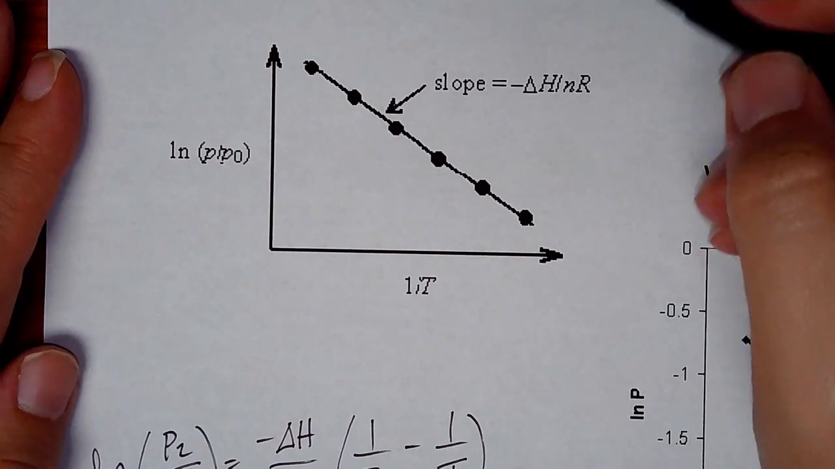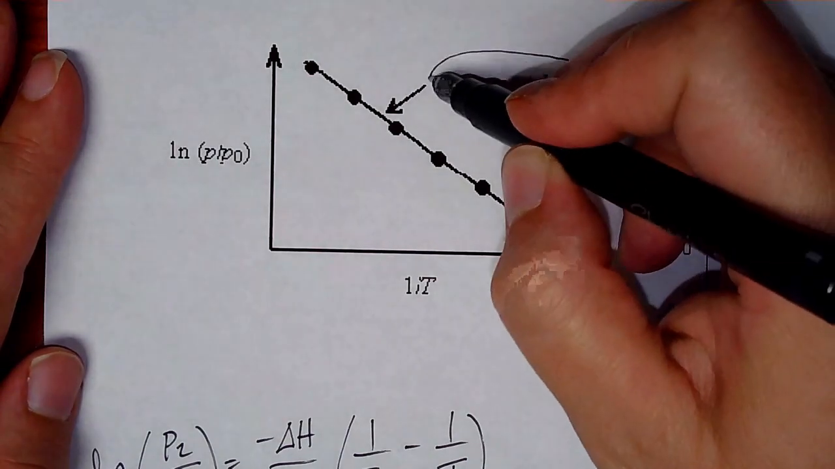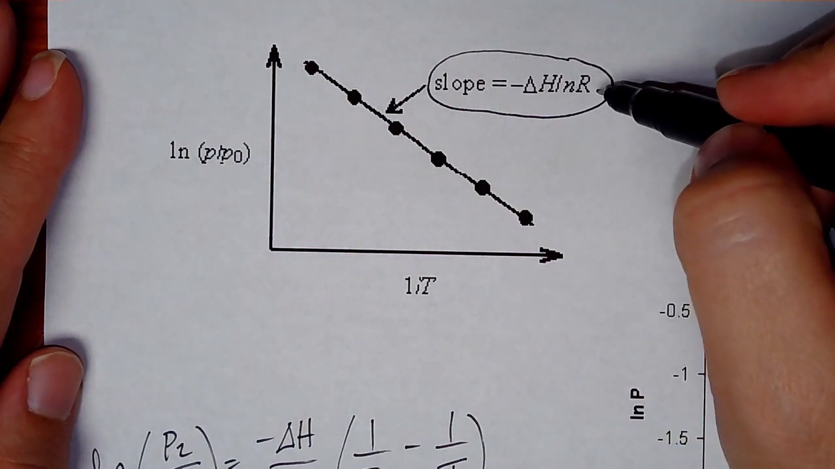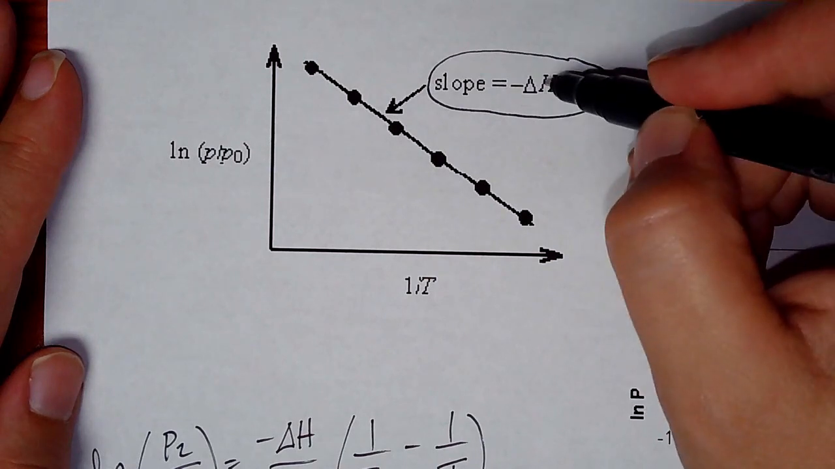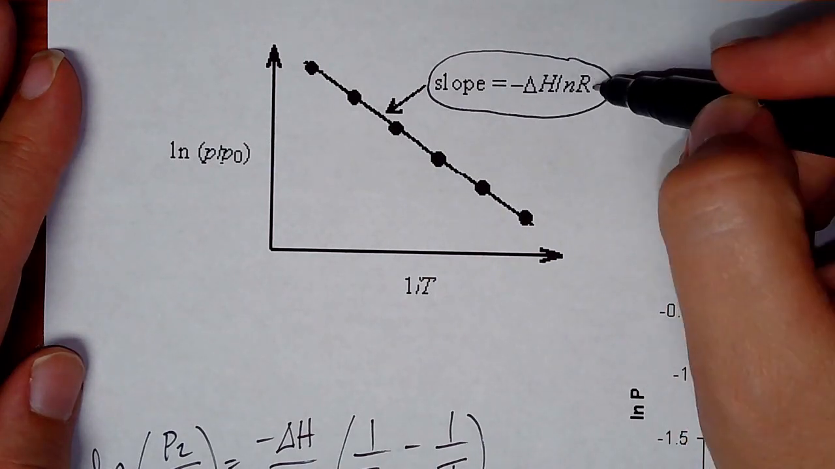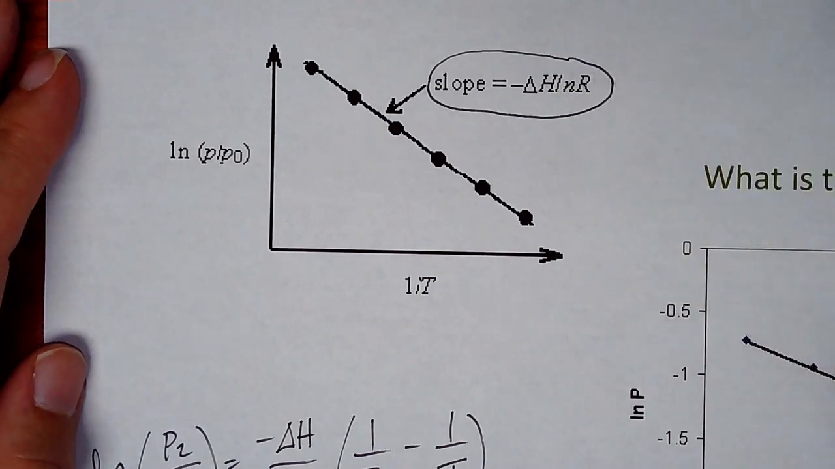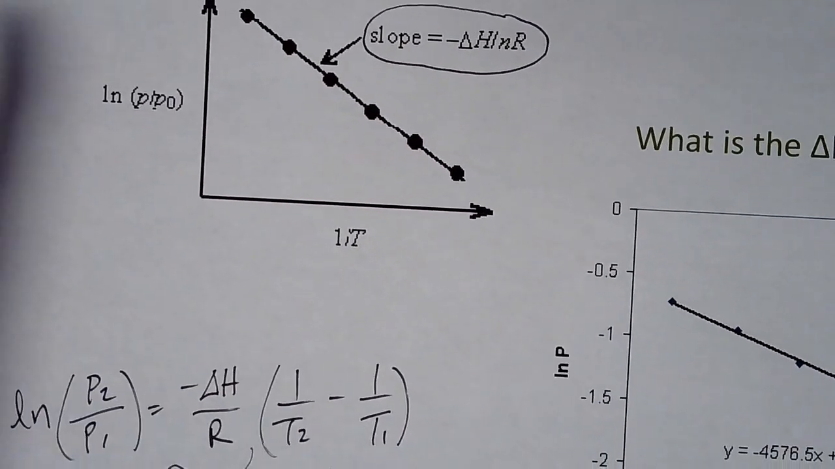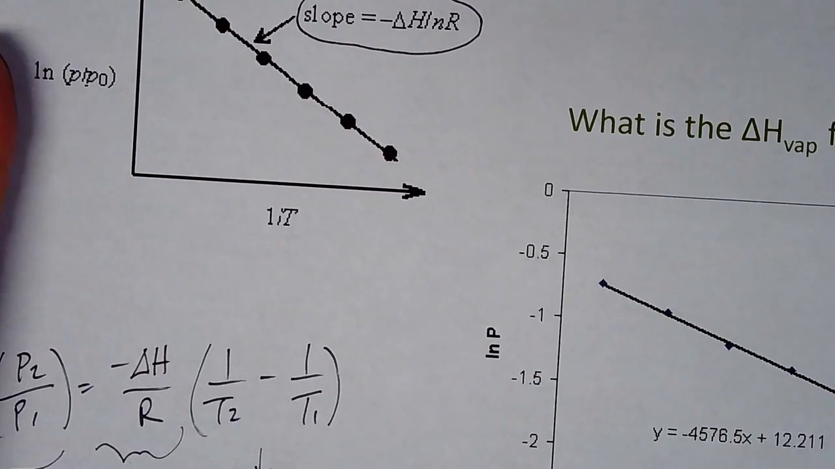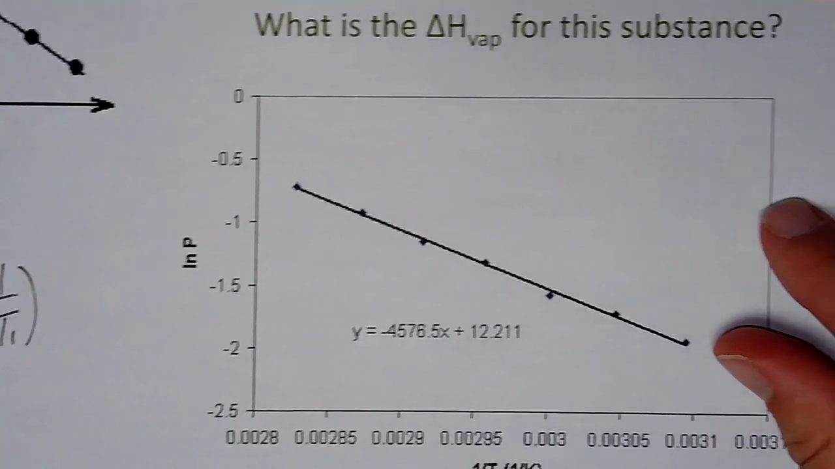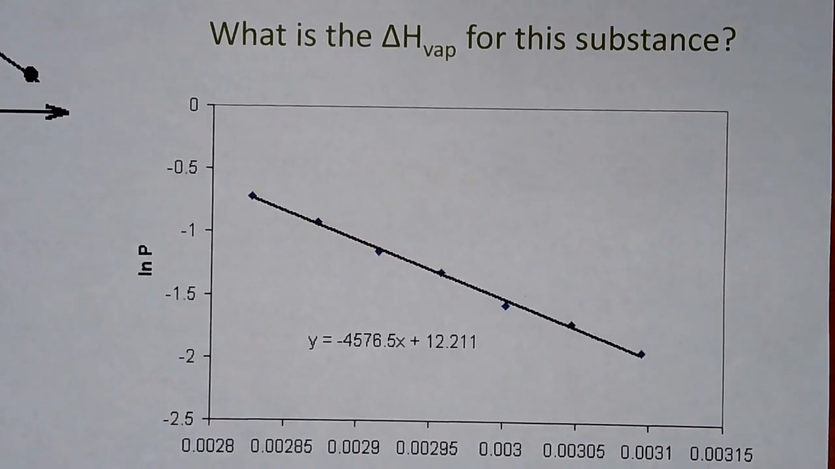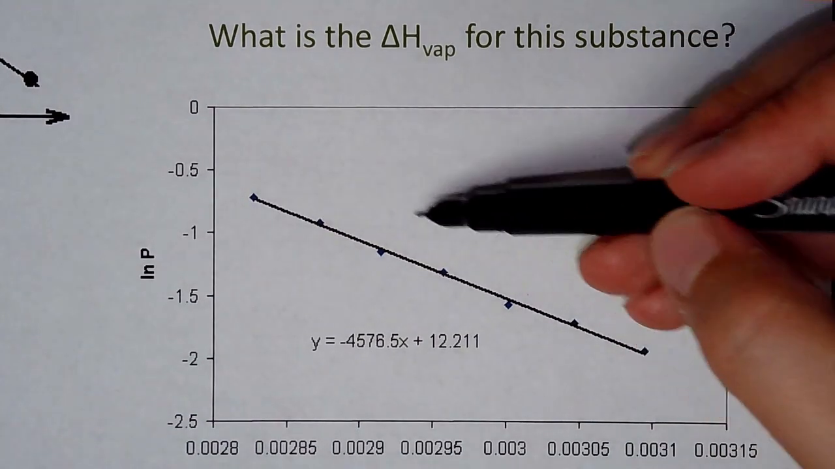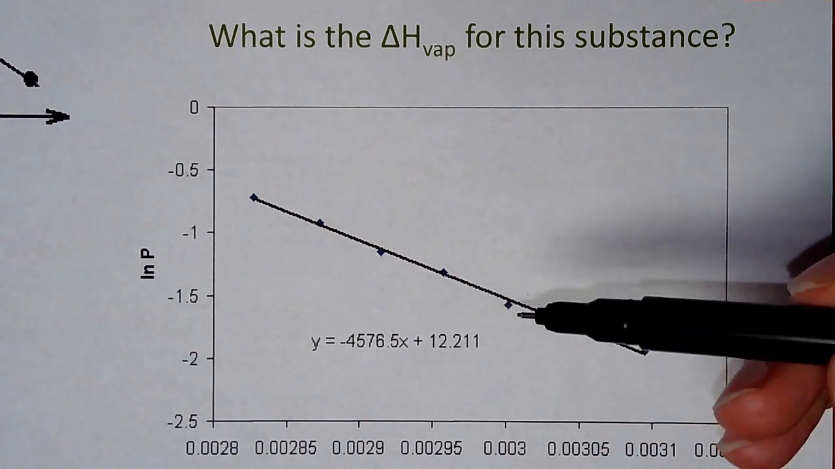So notice up here, the slope of my line should be negative delta H divided by R. Up here it has delta H divided by N times R, indicating it needs to be a mole ratio. But if we know we're already working with delta H, then we don't have to worry about that. The N is 1. So that means if I have a graph and I'm trying to find delta H of vaporization for a substance, I just need to look at the slope of the line to calculate delta H.